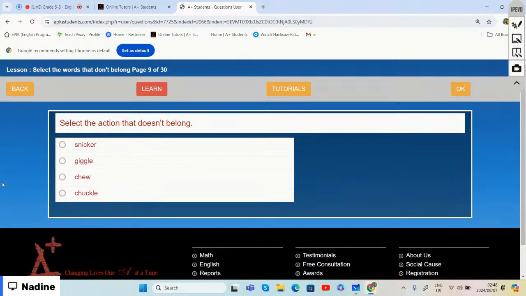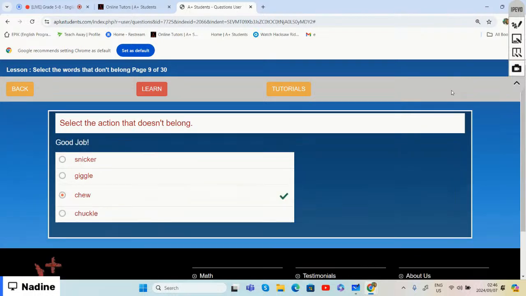All right. And if we were to select the word that doesn't belong, we will say chew does not belong. Snicker, giggle, and chuckle, those three words are all related to one another because it's to do with laughing. You're giving off a soft laugh, right? You're not laughing out loud, but you're giving off a soft laugh. So snicker, giggle, chuckle. But chewing is something different, right? You can chew food, bubble gum, and so on. All right, so chew is correct.